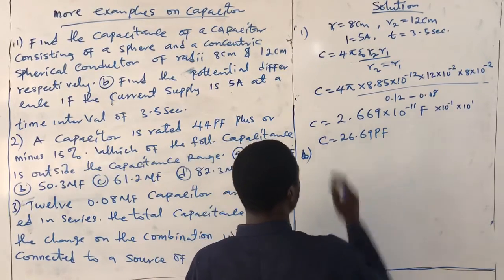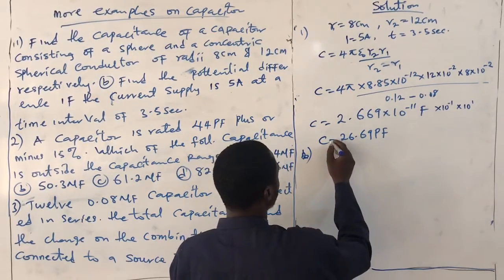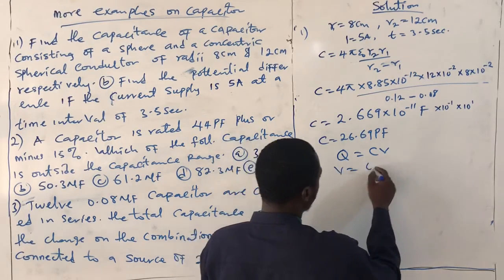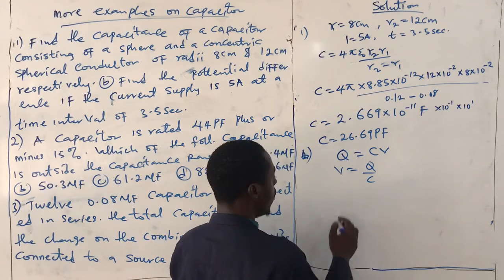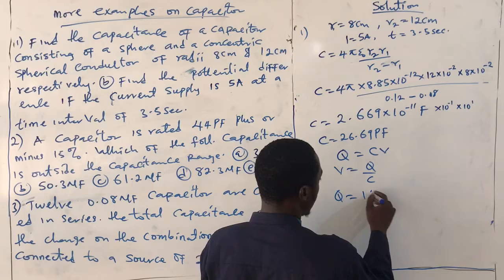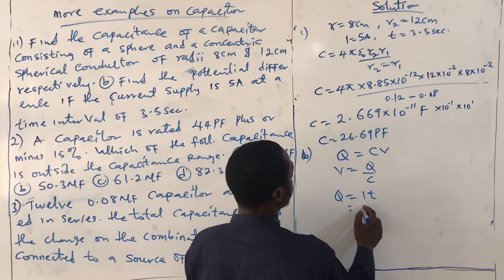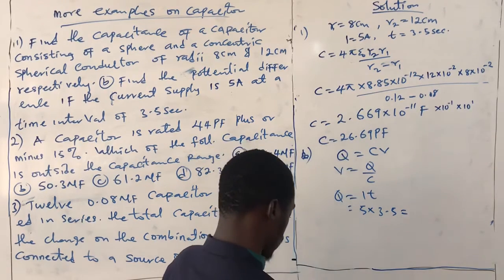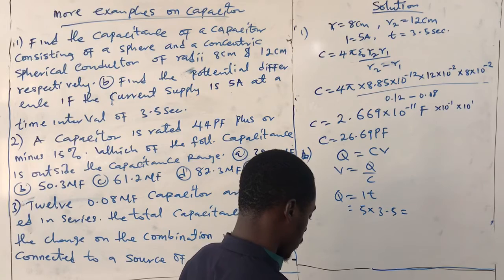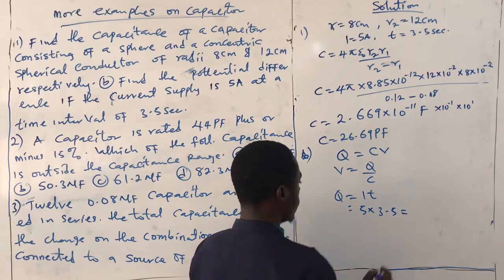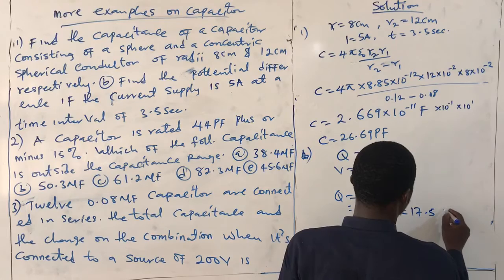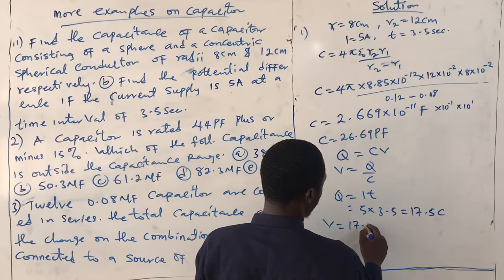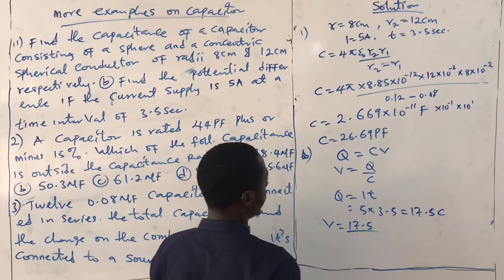the source is this. So to find this, we know that Q is equal to CV, and the potential difference is equal to Q all over C. But our Q is equal to what? IT, which is the same thing as 5 times 3.5. Then our charge is equal to 17.5 coulomb.